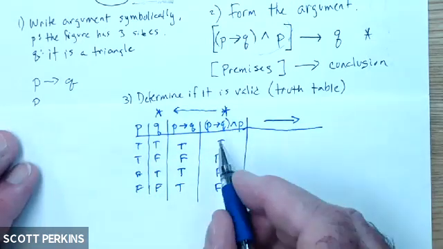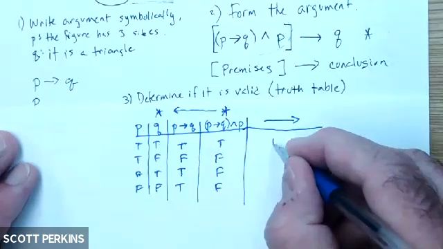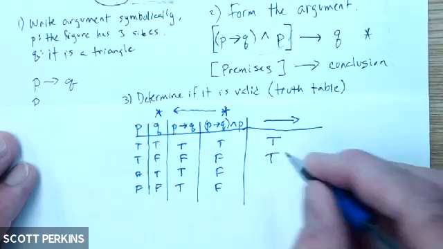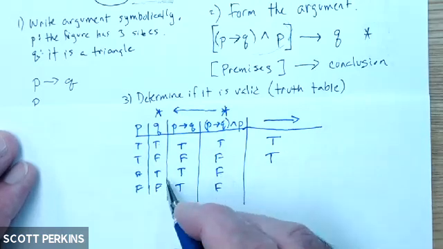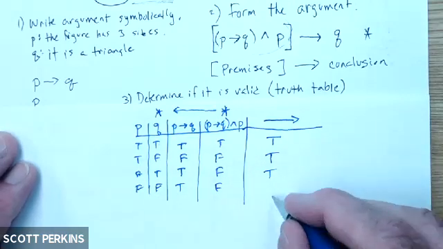So here we go. The first one, true, then true. That is good. The next one, false, then false. True. The next one, false, then true. It's good. Last one, false, then false. It's good.